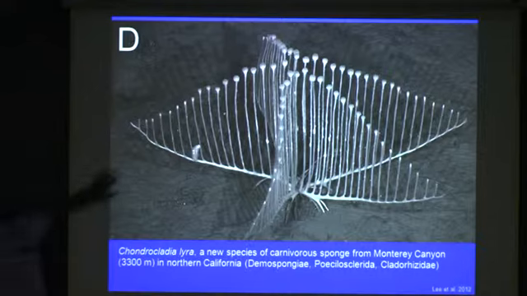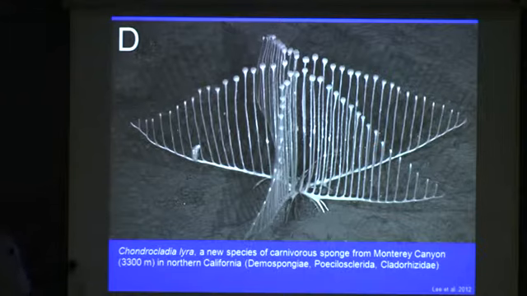This is a new sponge that was just described last year by Welton Lee. This is a chondrocladia that lives off of the coast of California in Monterey Canyon. But this doesn't look like what you would think of as a sponge at all, right? This actually doesn't filter bacteria out of the water. It's got little hooks all over it, like little Velcro. And when a copepod or a crustacean hits that, then the sponge cells grow over it and digest it. So it's more like a carnivorous sponge. This one's really wild, but it's got this pentaradial symmetry and everything.